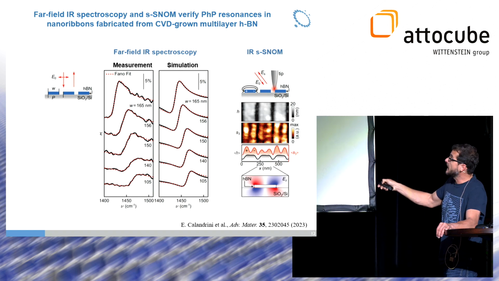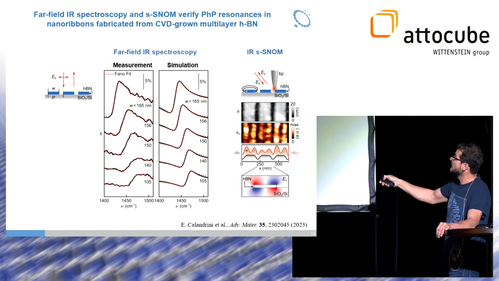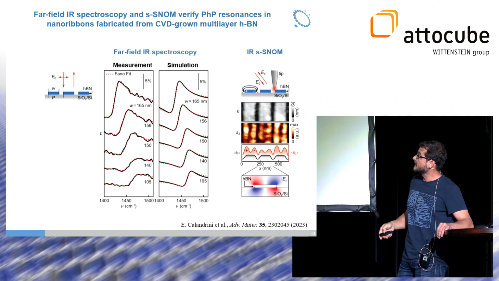Now we did a simulation. Here you see an individual ribbon, and we can see here that's the real part of the electric field, and we see strong field concentration on the left and right side. So that's a dipolar resonance, and that works very nicely.